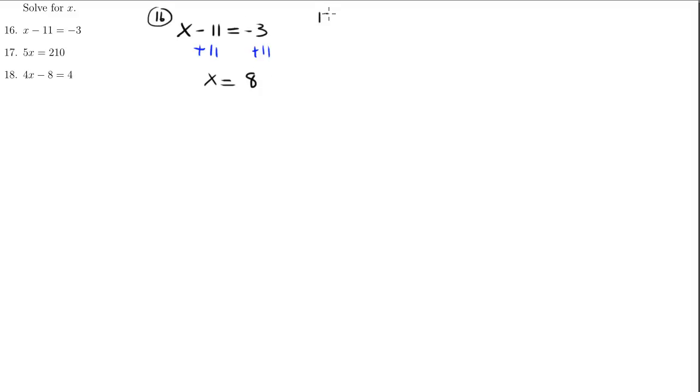For number 17, I'm going to have 5x is equal to 210. We're going to divide both sides by 5. And that'll give us, for our answer, x is equal to, let's see here, 5 goes into 20 4 times, and it goes into 10 twice, 42.